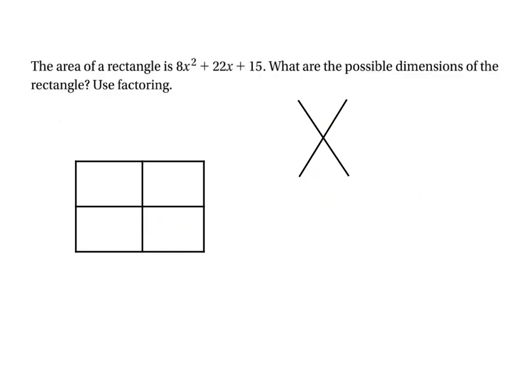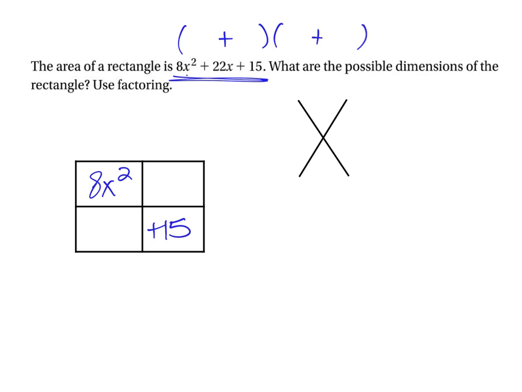All right, this is a good one. If we're given the area, which is this trinomial, we want to know the dimensions. So remember, the dimensions are going to be two binomials. Everything is positive, so it works out well here. So I'm going to go ahead and set everything up. I'm going to fill in my first and last. So 8x squared plus 15. I'm going to go to my x puzzle.